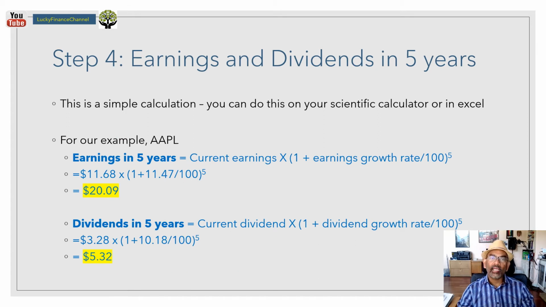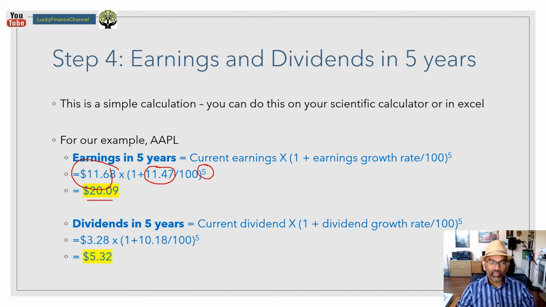Step 4 is now to calculate the earnings and dividends over the next 5 years. So this is actually a fairly simple calculation. Take out your scientific calculator if you have one. You probably have one on your mobile phone, or you could do this in Microsoft Excel as well. So in the case of Apple, the earnings in 5 years is basically you take the current earnings, which is $11.68, and you multiply that by 1 plus the earnings growth rate over the next 5 years, which is 11.47 divided by 100, raised to the power of 5, because we're looking at this over the next 5 years.